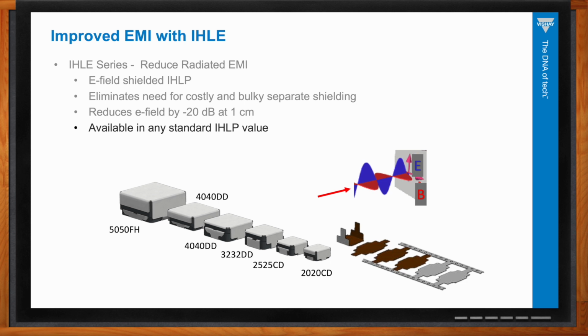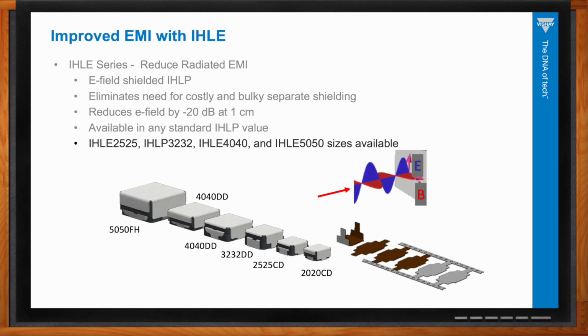Currently, they're available in any IHLP value in a variety of sizes. We have the IHLE 2525, 3232, 4040, and 5050 sizes available now, and we'll have the IHLE 2020 available in Q1 of 2022.